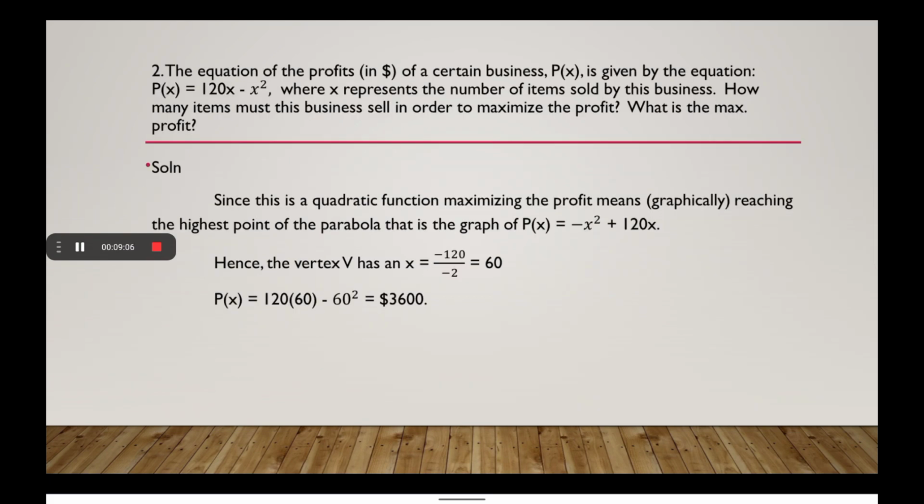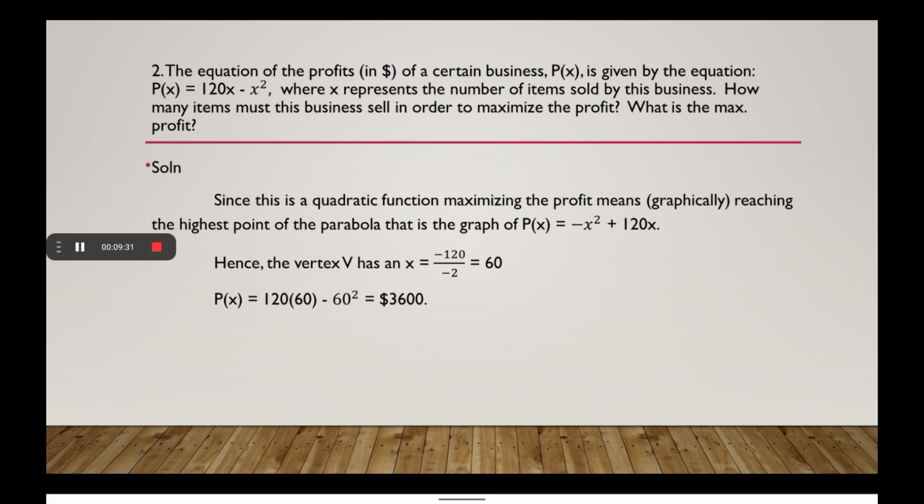This is another question: the equation of the profit, in dollars, of a certain business. P of x is given by the equation P of x equals 120x minus x square, where x represents the number of items sold by this business. How many items must this business sell in order to maximize the profit? What is the maximum profit?